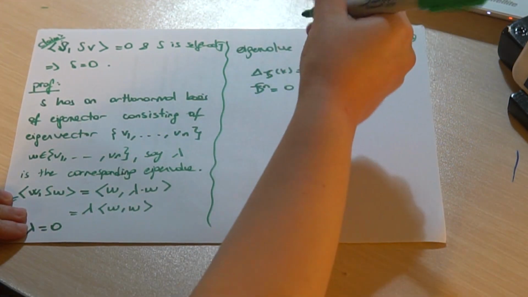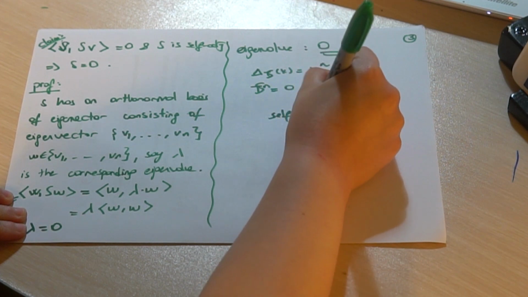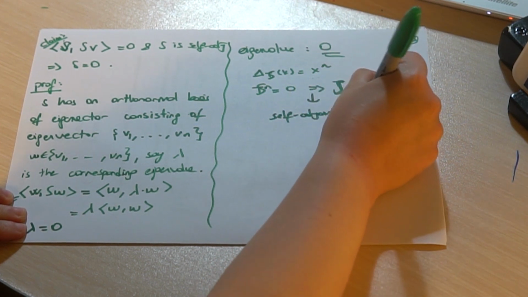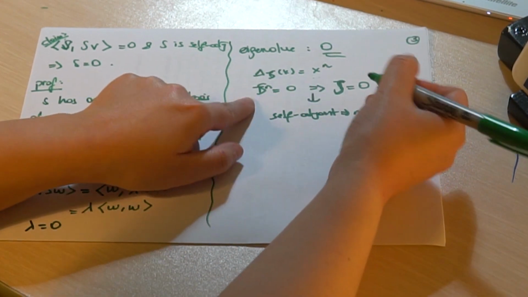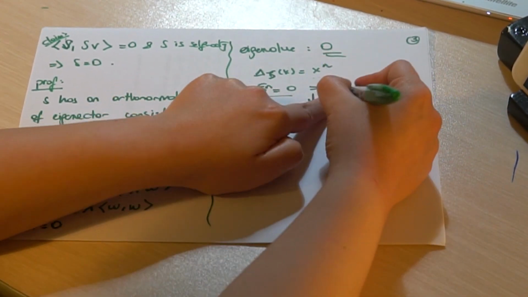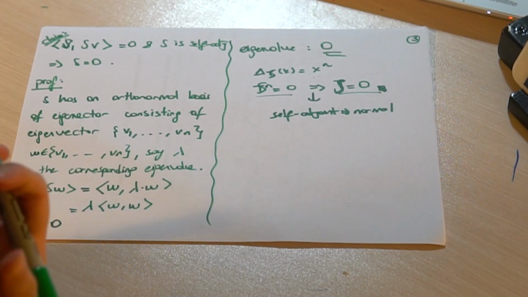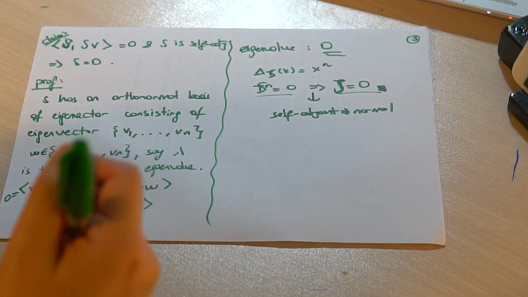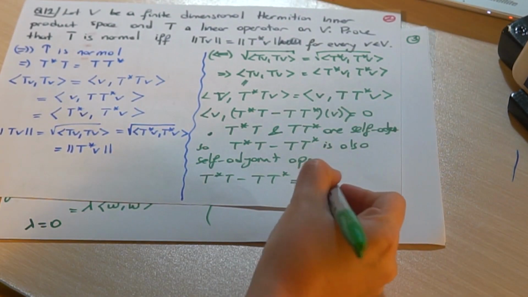So, we know that if normal... here, self-adjoint implies it's normal. So since it's normal, if it's nilpotent, then S must be equal to 0. So this completes the proof. S is equal to 0. So we proved that this S is equal to 0.